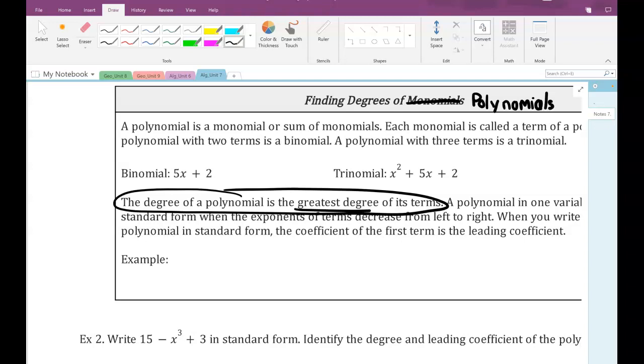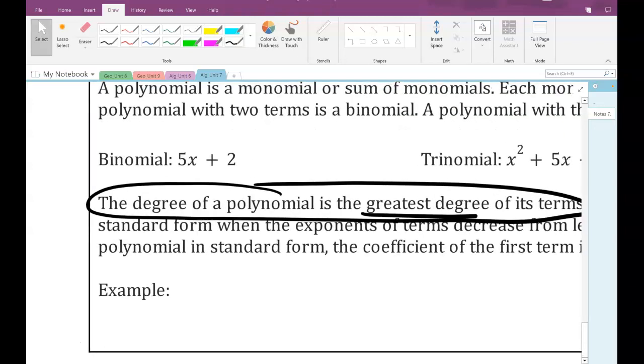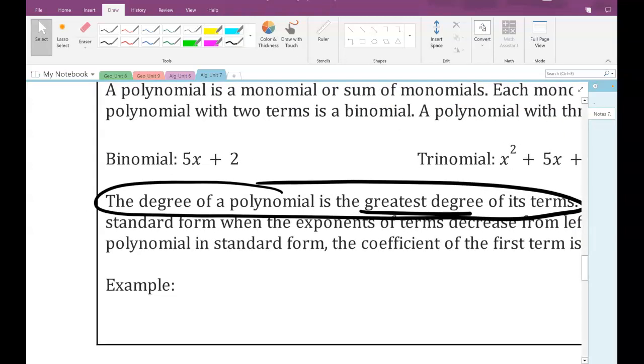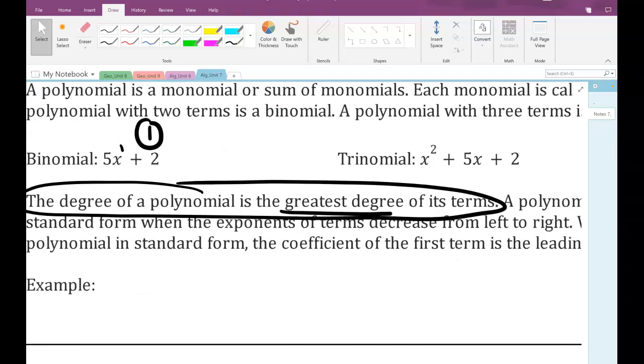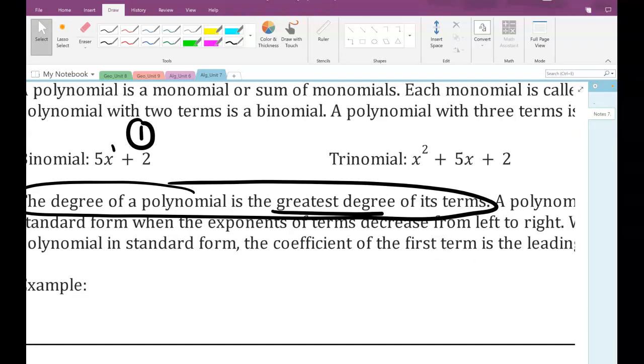So this binomial, 5x plus 2, the greatest degree is this 5x. This is to the power of 1. So this is a first degree binomial. This trinomial, it's not a third degree. You don't want to add 2 and 1. You just take the largest exponent, or your largest tiny number, your largest power. So this is a second degree trinomial.